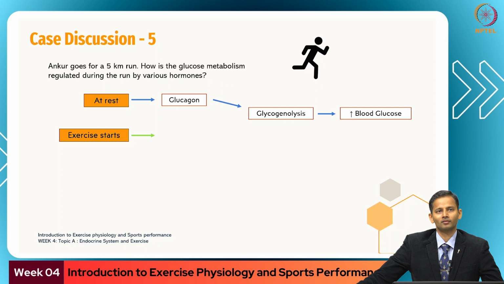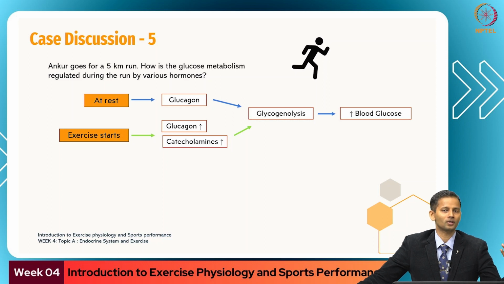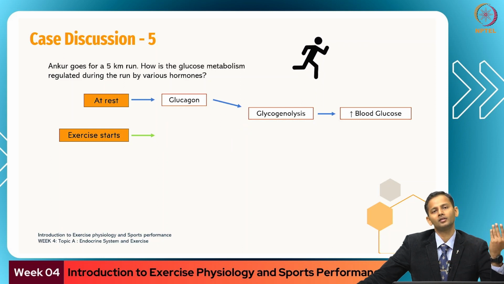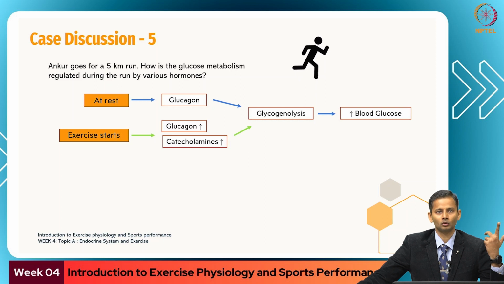When you start doing the exercise, there is an increase in the secretion of glucagon. So you need glucose for your continuous nutritional supply, energy supply. So glucagon along with catecholamines. Catecholamines, as we know, are the first set of hormones to be released because of the sympathetic stimulation. So catecholamines and glucagon act on the liver as well as the muscle, and they initiate the process of glycogenolysis and start glycolysis, thereby increasing the blood glucose.